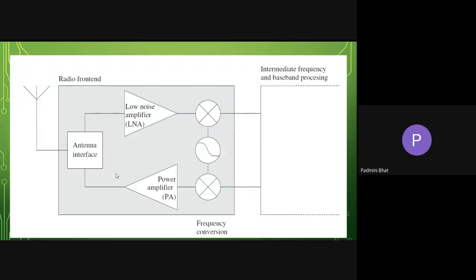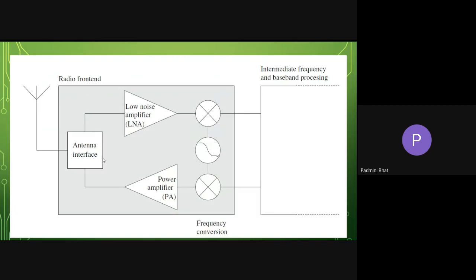Now this is the diagram of the communication module. Here, this is the antenna interface. If it is in the receiving mode, the signal goes here. I use a low noise amplifier because I expect the received signal to be feeble, so it has to be decoded suitably. So we go for a low noise amplifier.